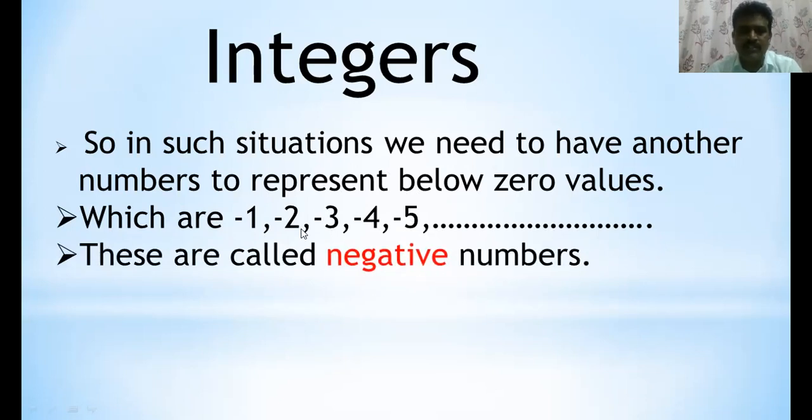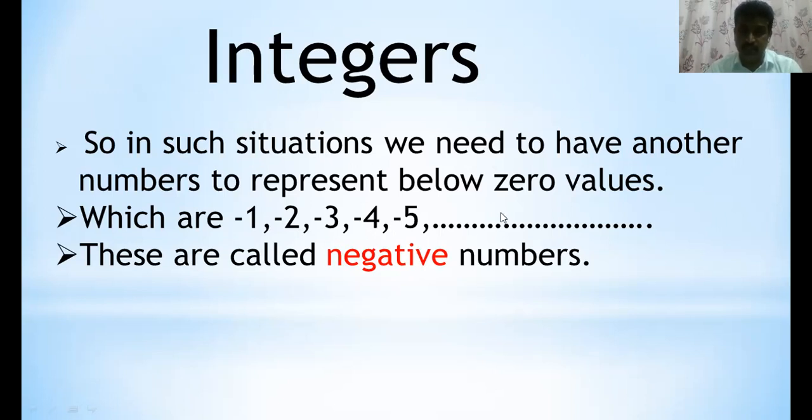What do you call these numbers? Negative numbers. Okay, then what is positive? 1, 2, 3, 4, 5, 6, 7 and so on are there, no? Natural numbers. Those are positive numbers.